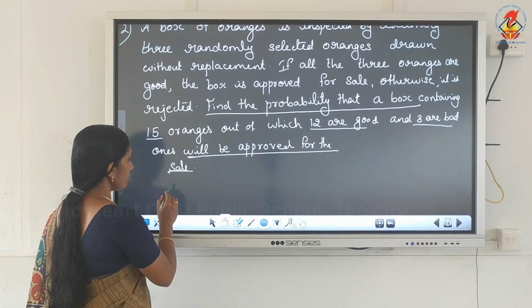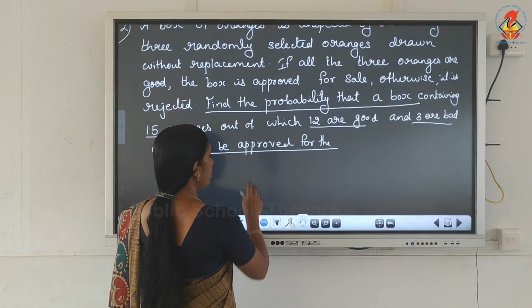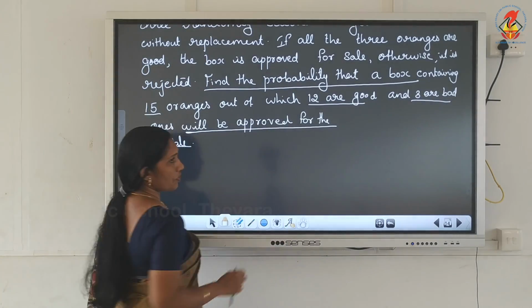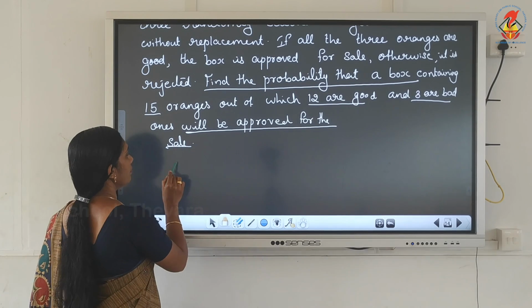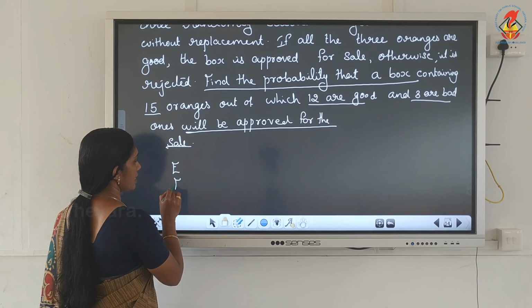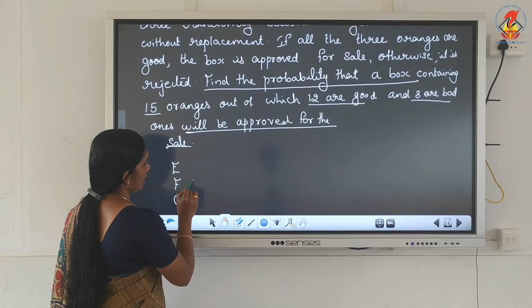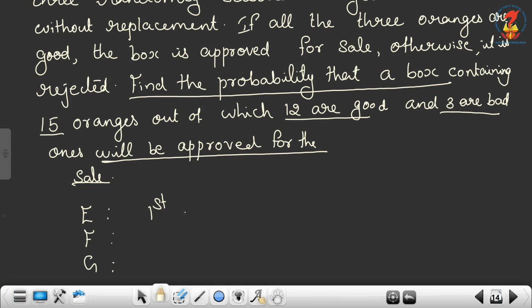So one method is we can use the multiplication theorem on probability. Here we have to define 3 events, E, F and G. We have to take 3 oranges. E means the first orange is good, F means the second orange is good, and G means the third orange is good.